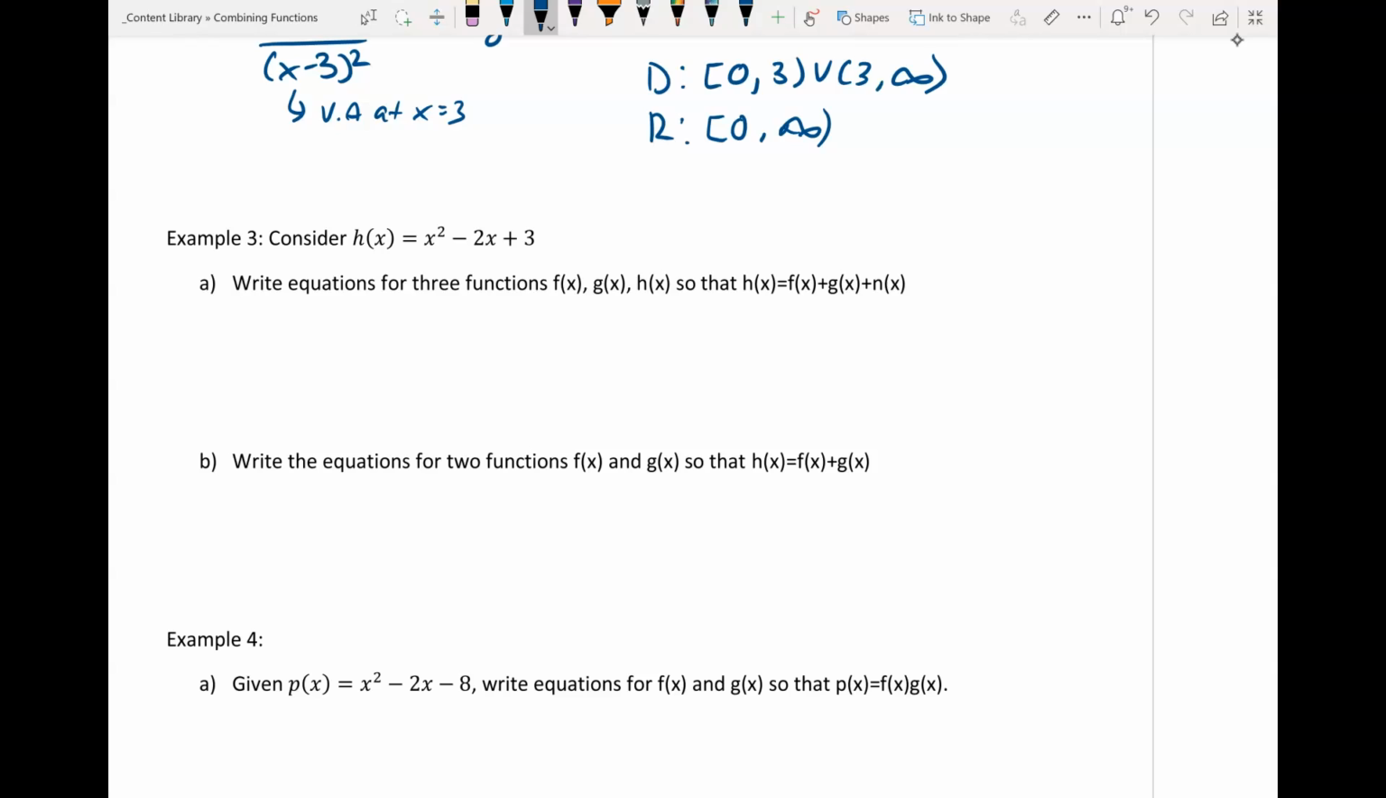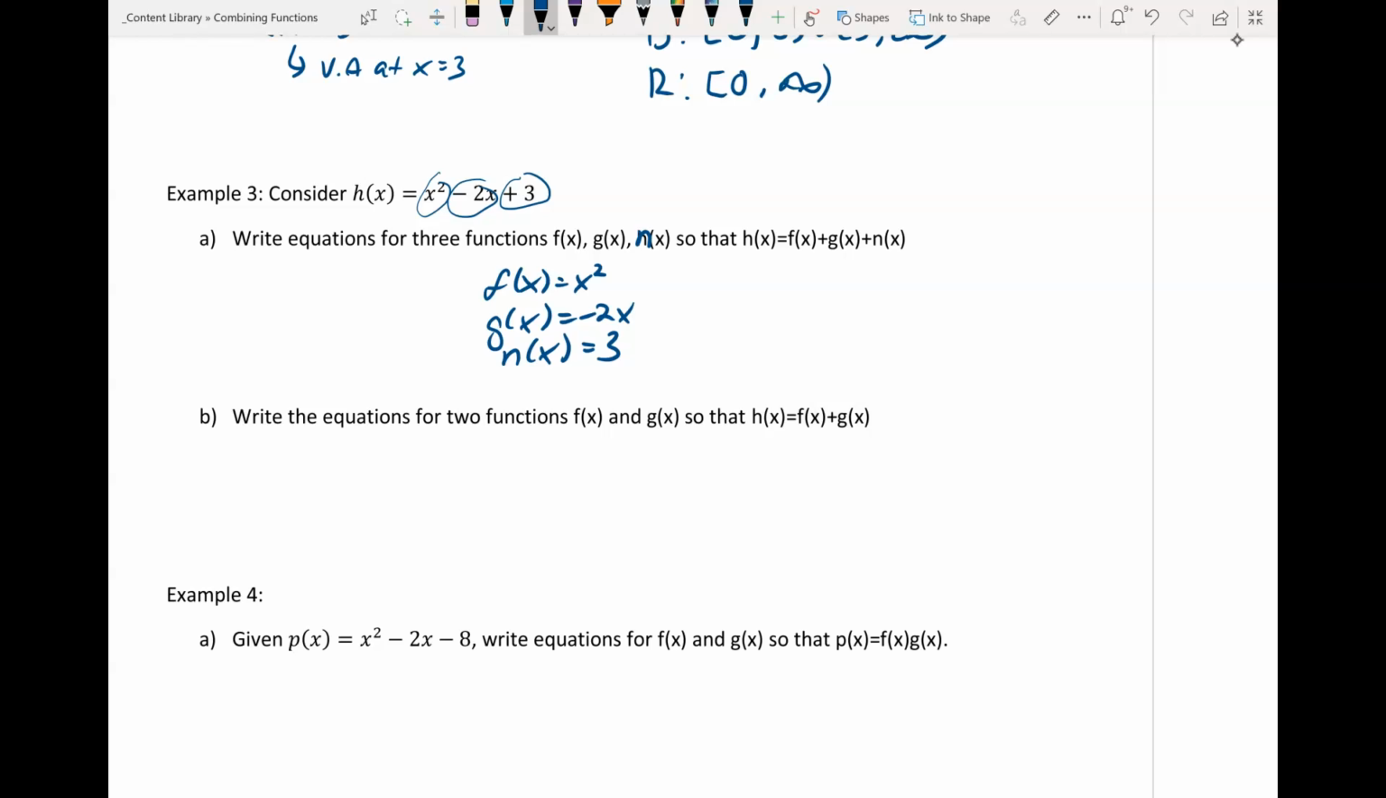In example 3, we're going to work backwards this time. We're given the final function and we want to break it into parts such as f of x, g of x, and n of x. If we're just going to add them together, we can just say that each term is one function. So we can say that f of x is x squared, g of x is negative 2x, and n of x is 3. You can interchange these, so g of x could also be x squared, f of x could be 3, and so on.